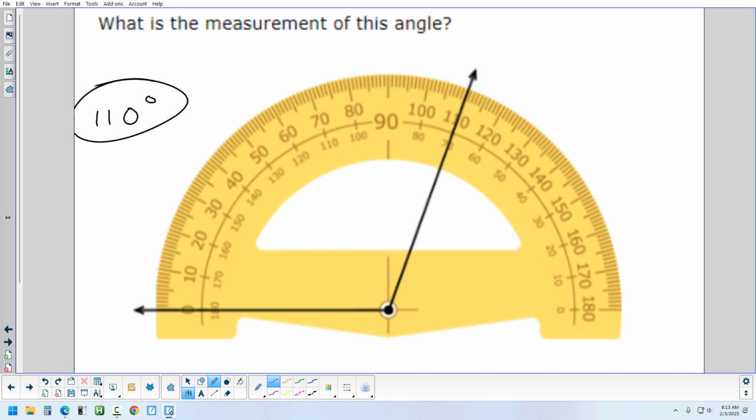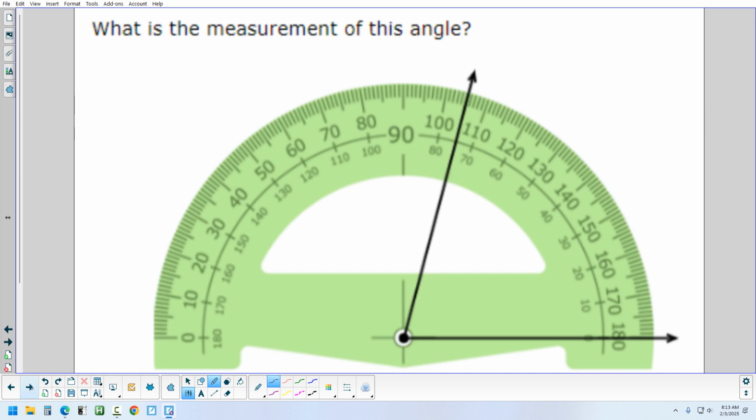All right. Also, is that acute, right, obtuse, or straight? Yep, that's obtuse. Okay, let's look at this one. This time, are you using the top scale or the bottom scale? Bottom scale. Yeah, you're using the bottom scale because it goes to the right. That angle is smaller than 90. If you use the top scale, you'd be around 105 or something. That angle's not that big.